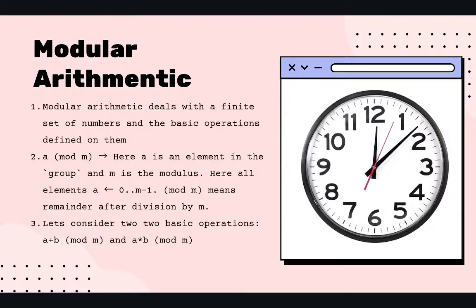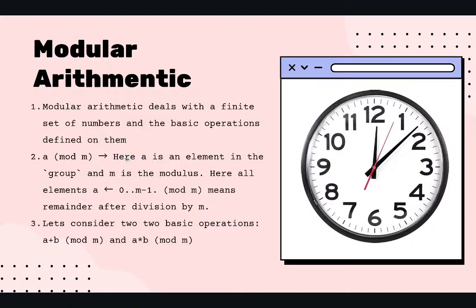So the modulus in this case will be 12. Let's take an example. Let's say it is 1 o'clock at the moment. So the element is 1, and if you're going to add 3 to it, say you go 3 hours past 1 o'clock, what would you get? You'd get 4. Okay, fine.